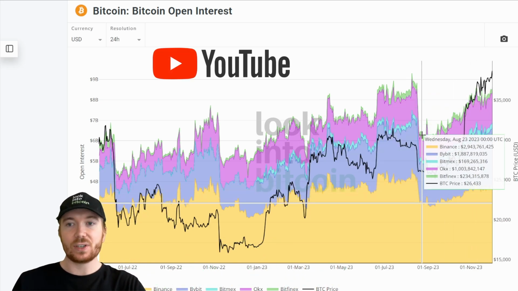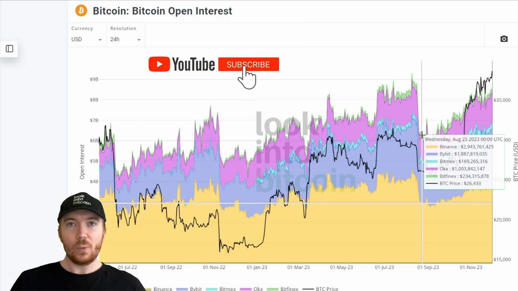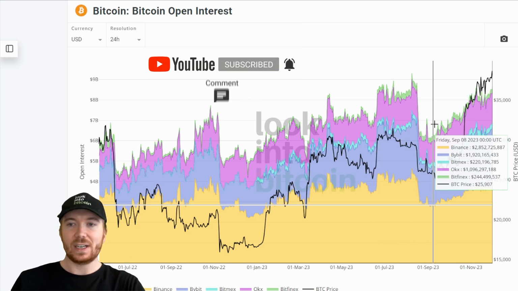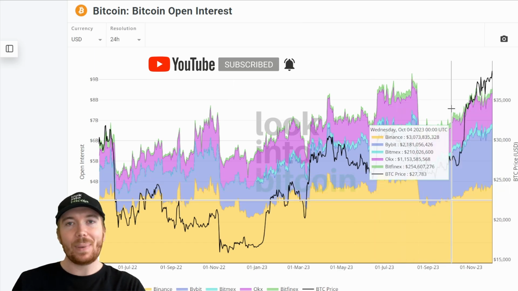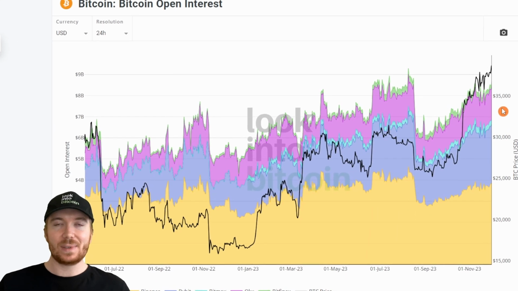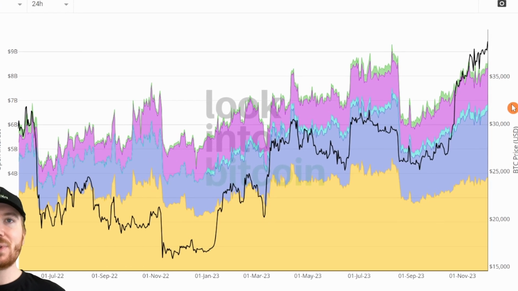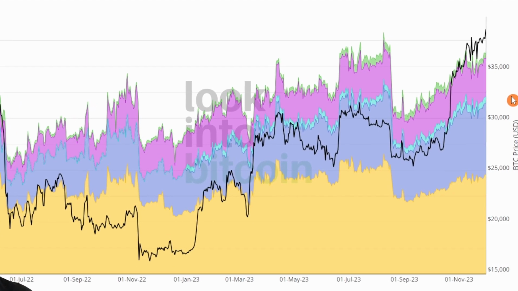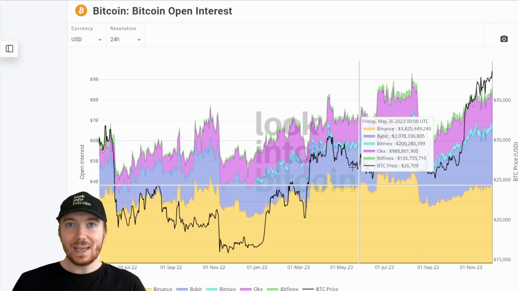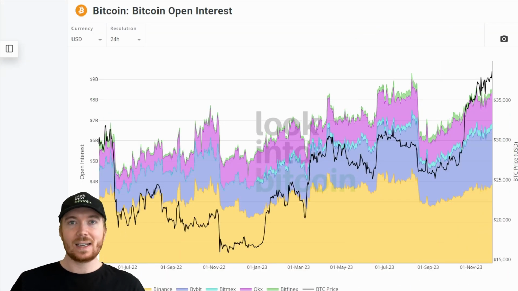open interest chart, which is showing the current open interest of derivative contracts on major Bitcoin exchanges. We can see that billions and billions of dollars of capital are locked up in perpetual futures contracts and other derivatives that are made to mimic Bitcoin's price. And a big appeal of these derivative contracts is that they allow the use of leverage.